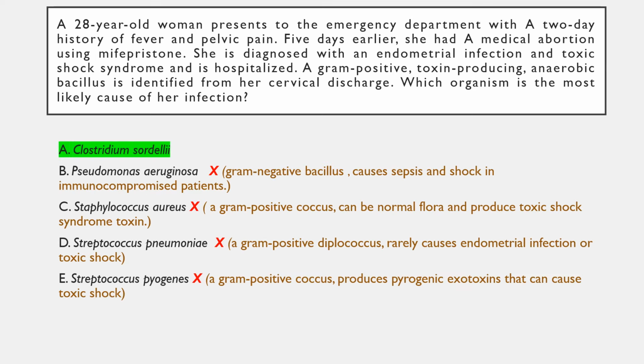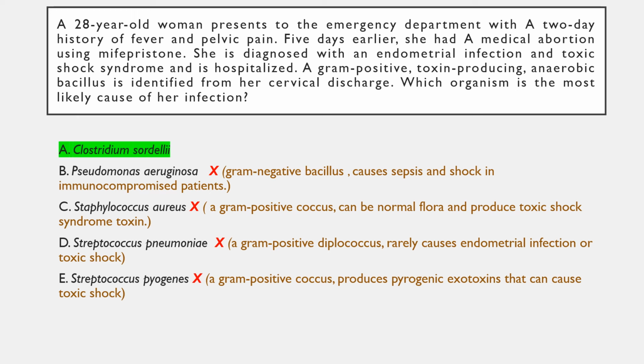Let's have a look at why the other options are incorrect. Option B is incorrect, as Pseudomonas aeruginosa is a gram-negative bacillus and common cause of sepsis and septic shock in debilitated and immunocompromised patients. Option C is incorrect, as Staphylococcus aureus is a gram-positive coccus that grows in clusters. Staphylococcus aureus can be normal flora in the genitourinary region and can produce toxic shock syndrome toxin.